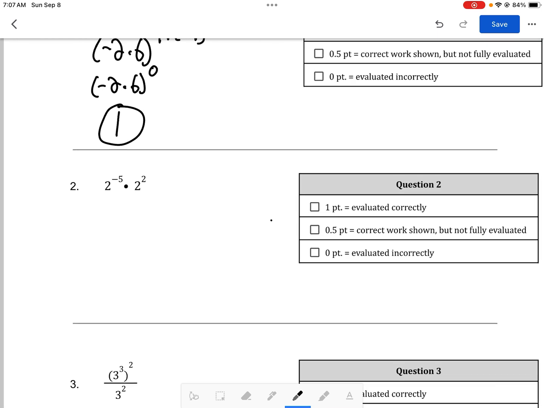Looking at number 2, I have 2 to the negative fifth times 2 squared. Once again, whenever I multiply like bases, I add their exponents. Negative 5 plus 2 is negative 3. I cannot have negative exponents, so I need to pull this into my denominator. So now this becomes 1 over 2 to the third. Or you could simplify it further and do 1 over 2 times 2 is 4, 4 times 2 is 8.